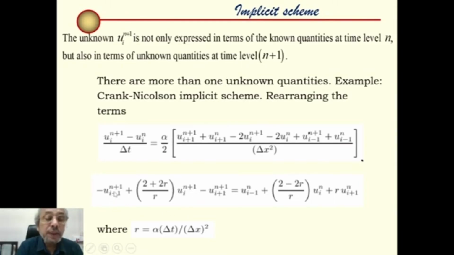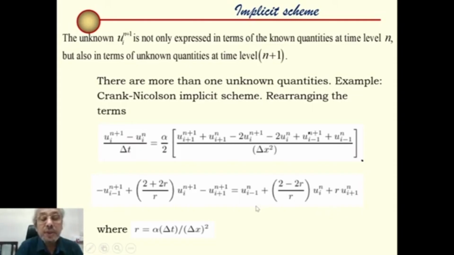The first term will be u2 at n plus 1, and the third term will be u3 at n plus 1. Sorry, I said I equal to 3. So if I say I equal to 3, the first term will be 2, the third term will be 4. So u2 at n plus 1, u3 at n plus 1, u4 at n plus 1 will appear in the algebraic equation. The right hand side will again be known.